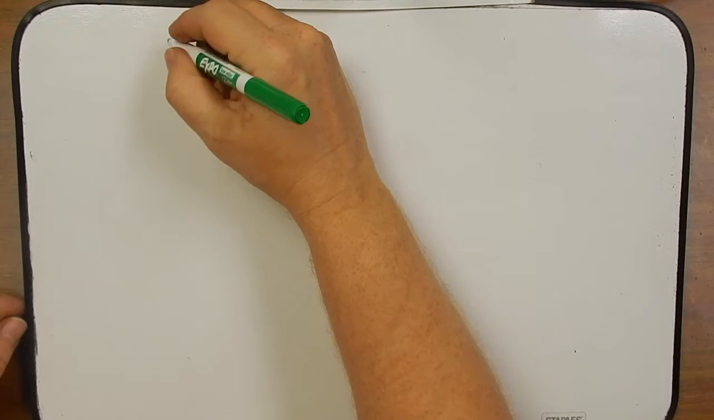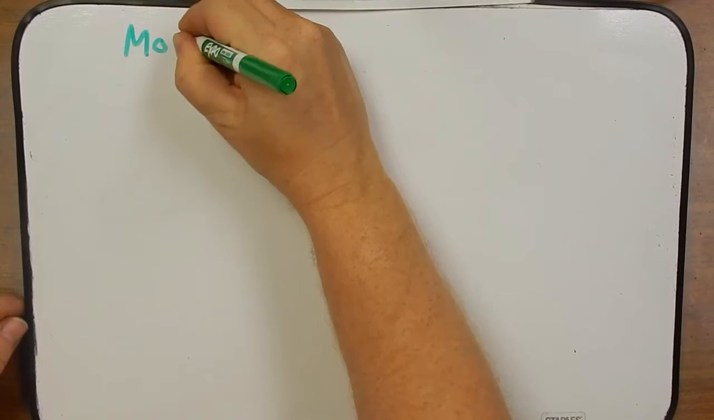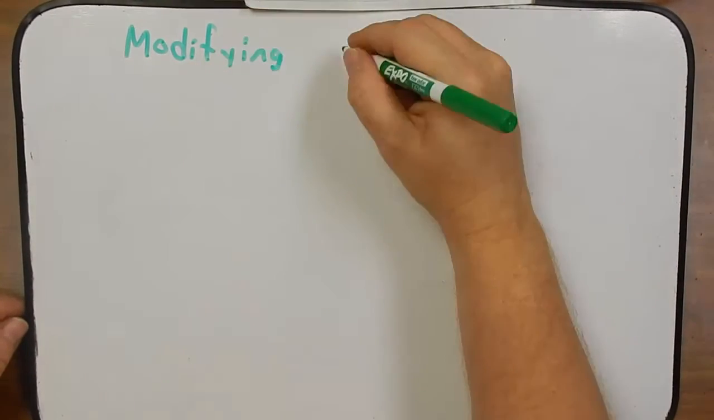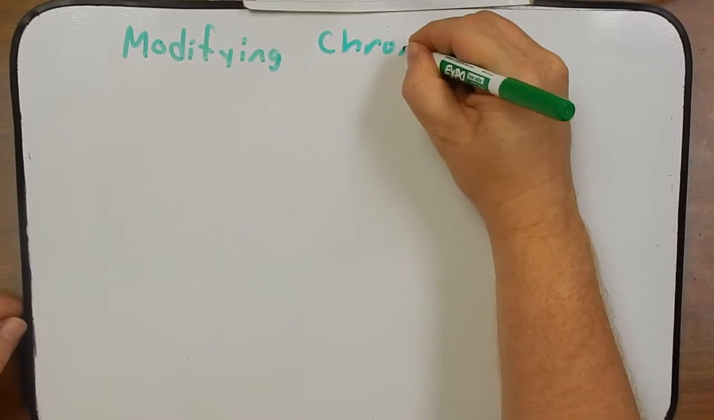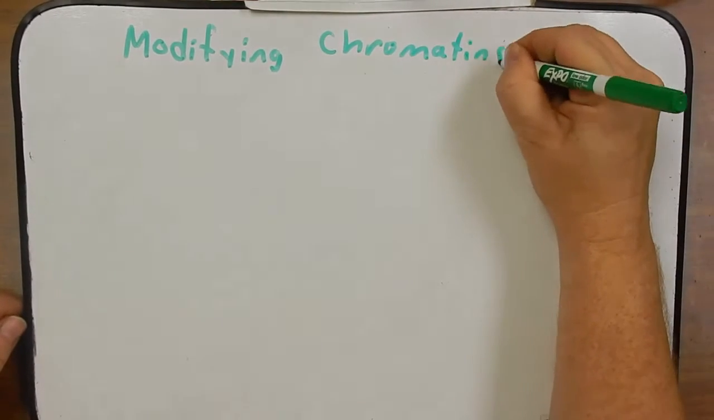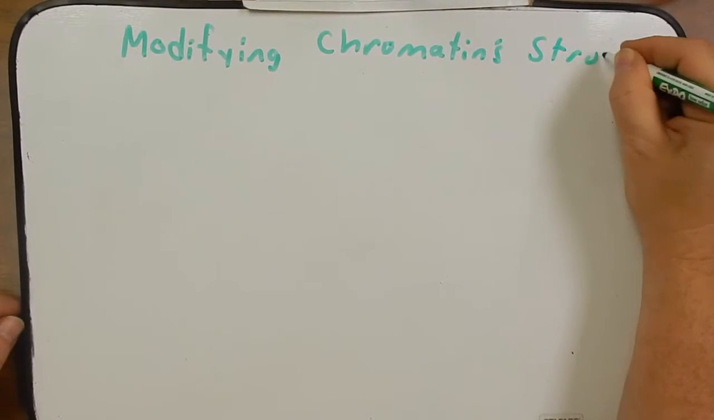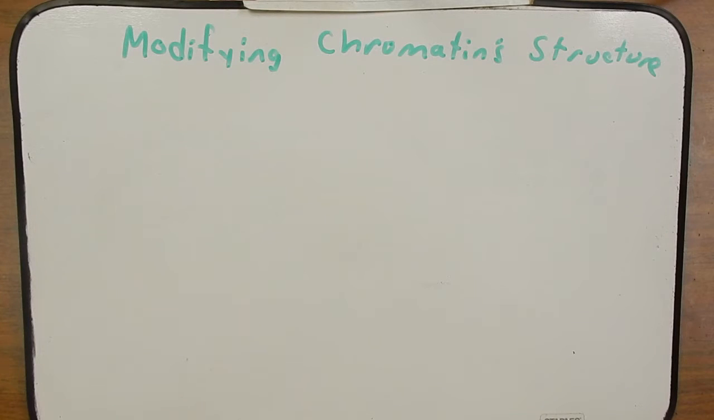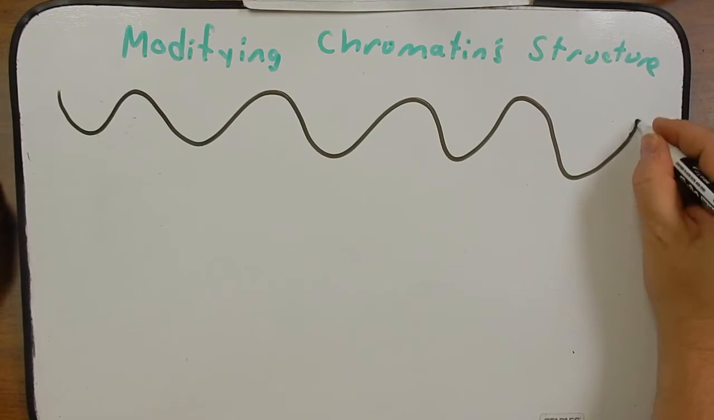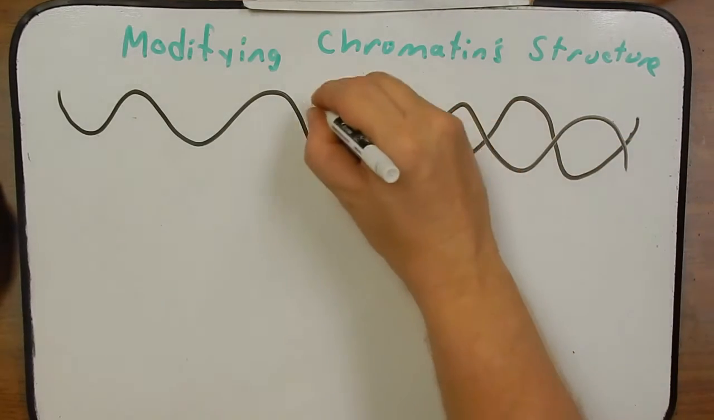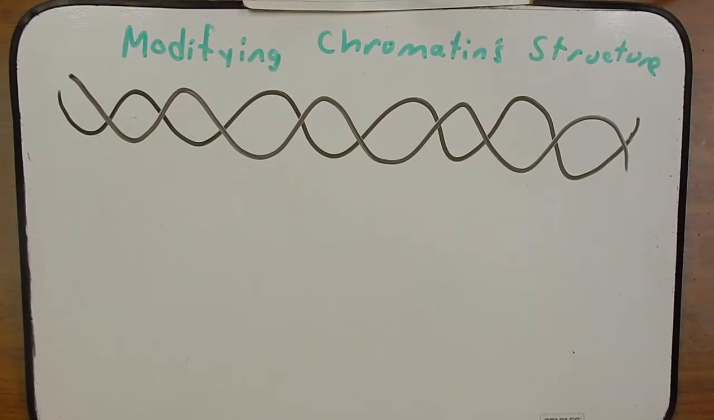Hello and welcome everyone. In this podcast, we're going to talk about modifying chromatin structure. In the previous couple of podcasts, we talked about how the chromatin was highly organized. And one of the structures of organization that we talked about in great detail was that of the nucleosome, the fundamental unit of the chromatin.